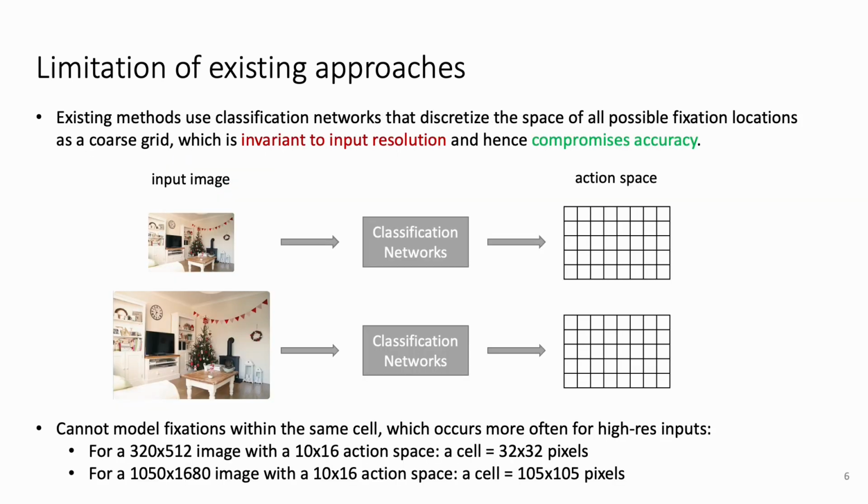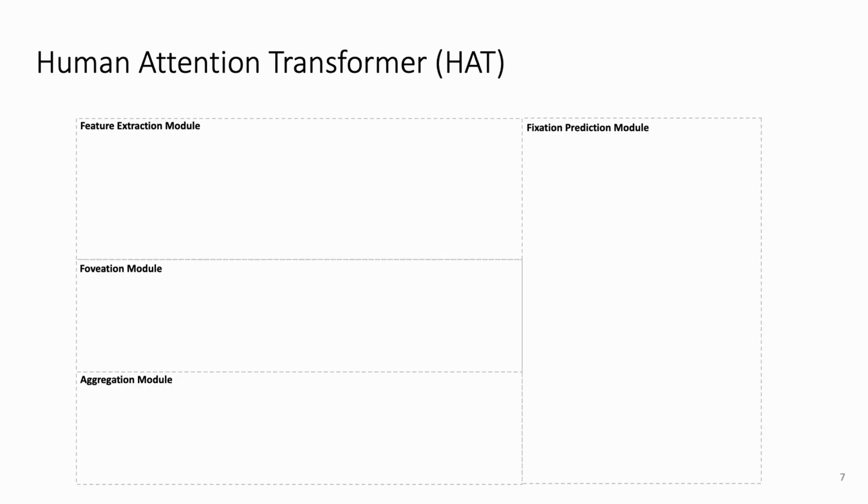Moreover, existing methods often treat fixation prediction as a classification problem, where they discretize the fixation using a coarse grid, which inevitably reduces the prediction accuracy, especially when the input resolution is large. To address these issues, we proposed the Human Attention Transformer, HAT, and treat the prediction of fixation as a dense prediction task. Our model has four modules.